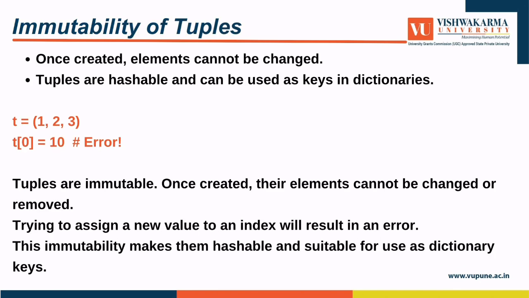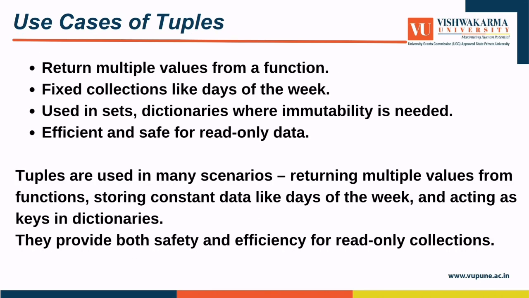element. Now, immutability of tuples. Once created, elements cannot be changed. Tuples are hashable and can be used as a key in dictionaries. Tuples are immutable. Trying to assign a new value to an index will result in an error. This inevitably makes them hashable and suitable for use in a dictionary.